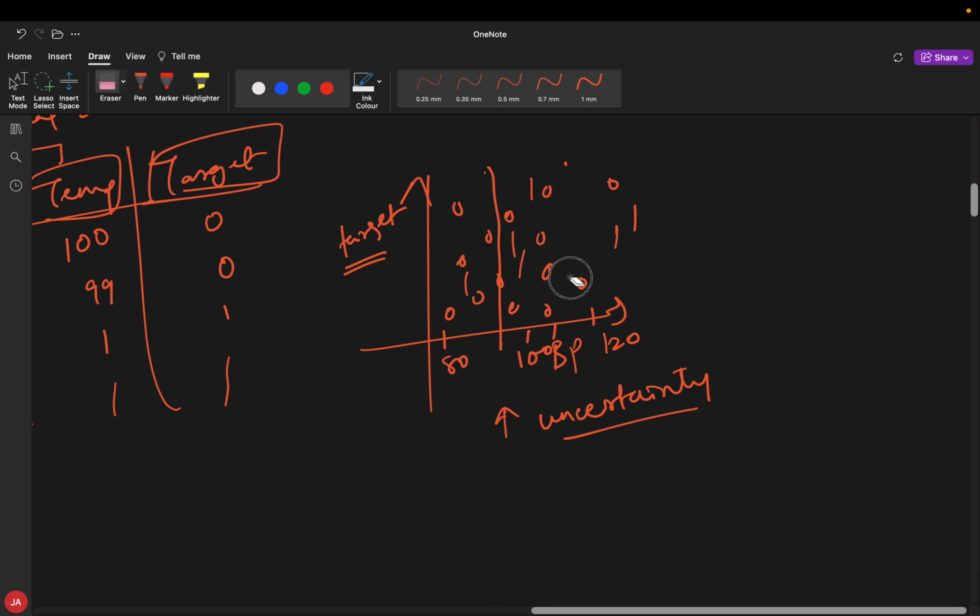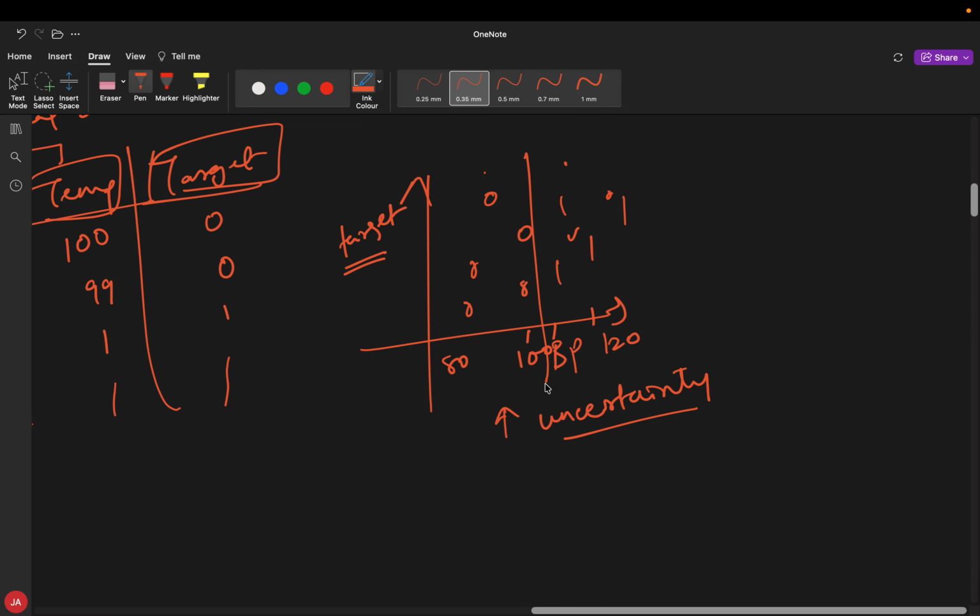That is too much. Let's reduce some zeros from here. Let's say we remove the ones above 100, and here we have 0 0 0, and here 1 2 0. So we can say there is a split here, but we cannot be certain, depending upon the data. So how do we measure the uncertainty?